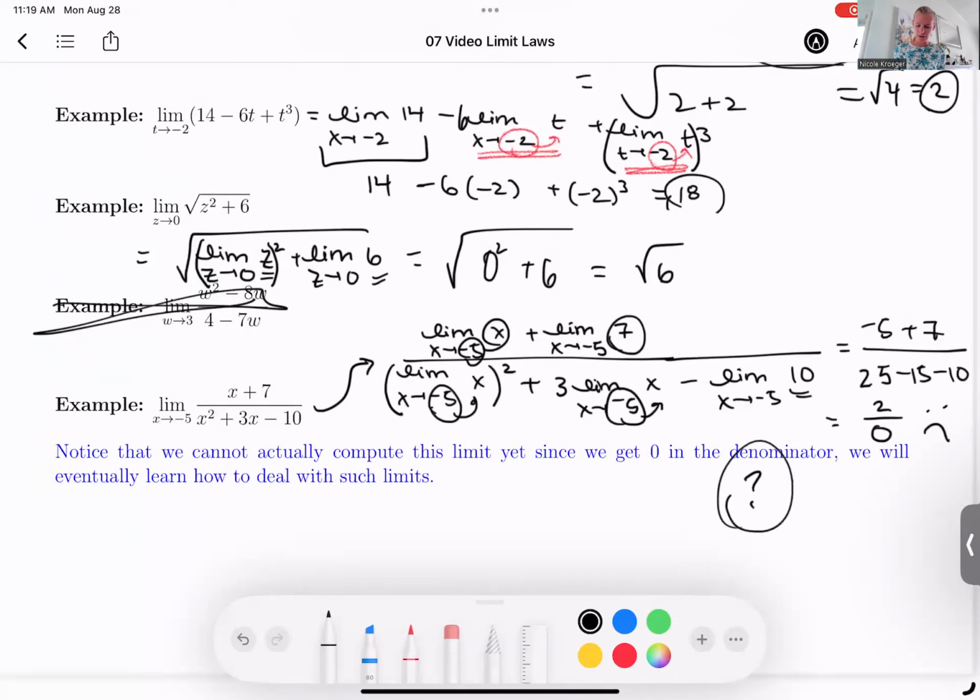So trying to solve problems like this one in particular, that's our long-term goal. How do we deal with this? How can we simplify this so we can make this work? And it's going to behave. It's not going to be too bad. We just have to figure out what will happen here. Okay.